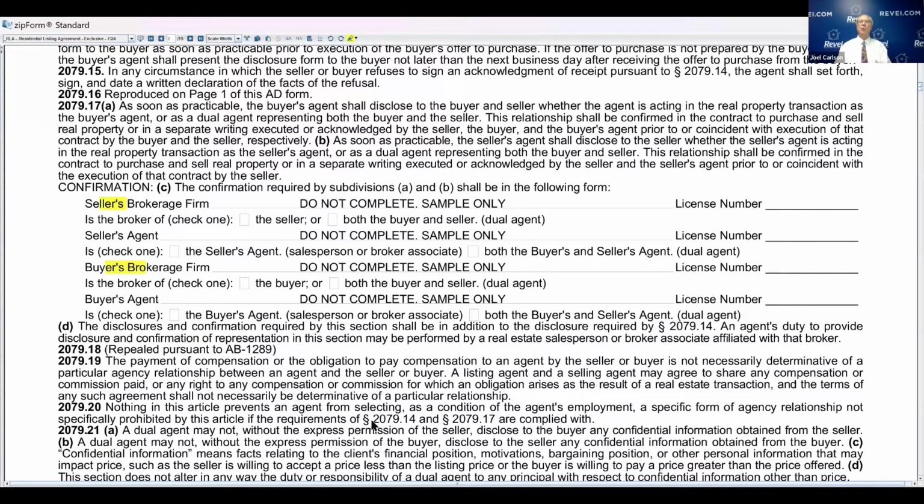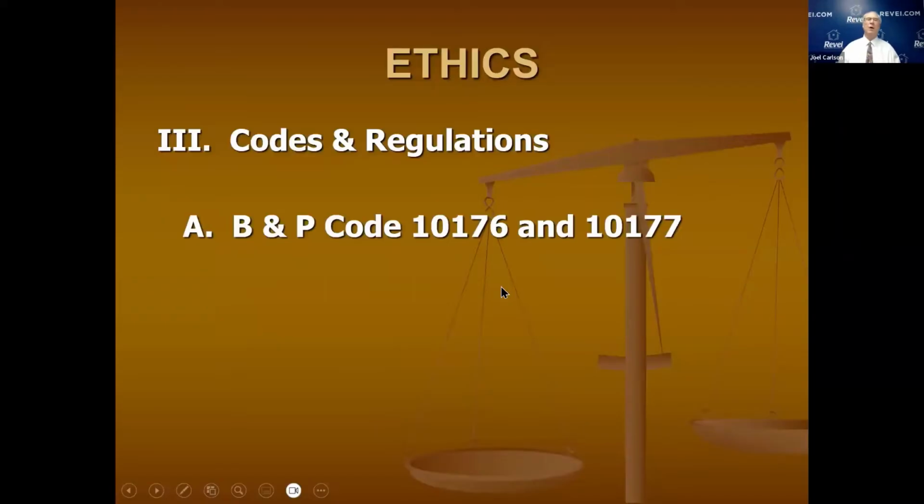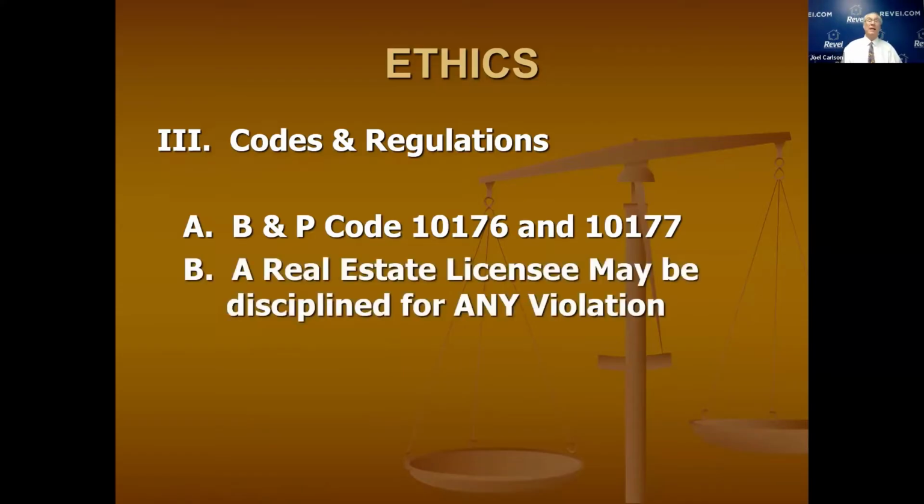So now when we look at the Code of Ethics, if we go back here to our Code of Ethics, we now know that if in fact you violate 101.76 or 101.77 of the Business and Professions Code from the Department of Real Estate, we're not going to hear it at the Grievance Committee or Pro Standards Committee. They're not going to have a Grievance Committee or Pro Standards Committee hearing. That's going to go directly to the Department of Real Estate. You violated law. You can be disciplined for any violation with the Department of Real Estate. That means revocation of your license, suspension of your license, or you'd be fined.